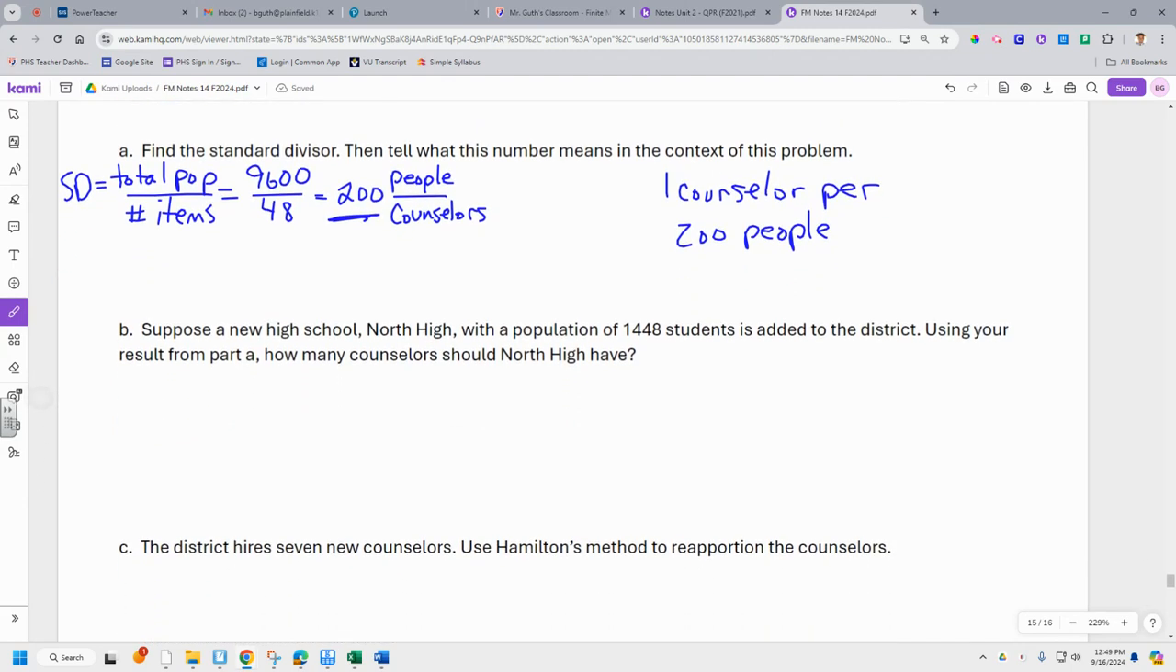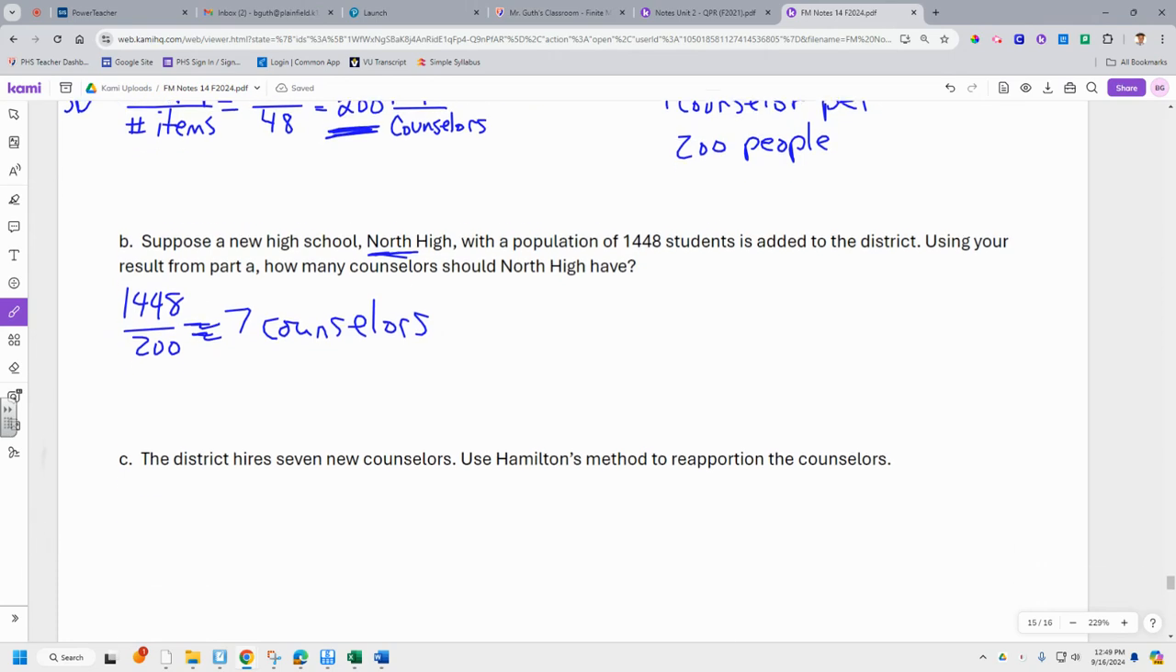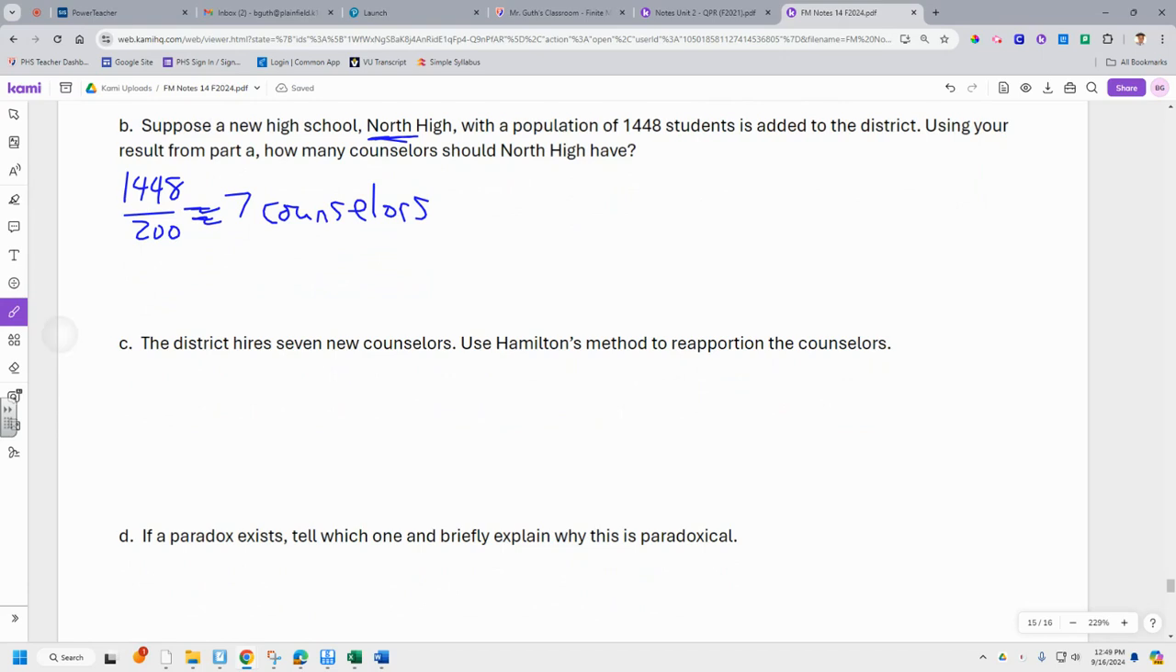Part B, suppose a new high school, North High, with population 1448 is added to the district. Using your result from Part A, how many counselors should North High have? Okay, well, North High has 1448, and we know there's supposed to be 200 people per counselor. So just a quick, simple estimation, it tells me that this should be about 7. I don't want to get any more accurate than that. Obviously, there'd be a decimal, but 1,400 divided by 200 is about 7. So 7 counselors for North High.